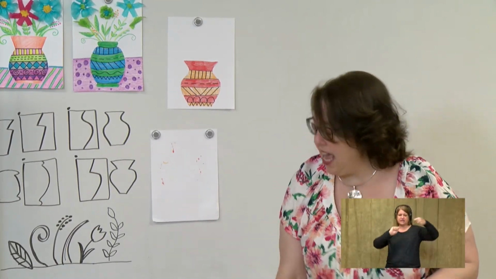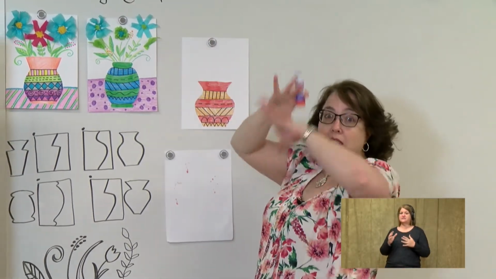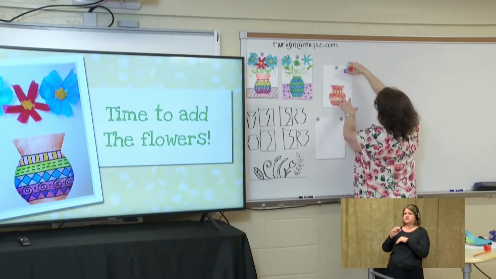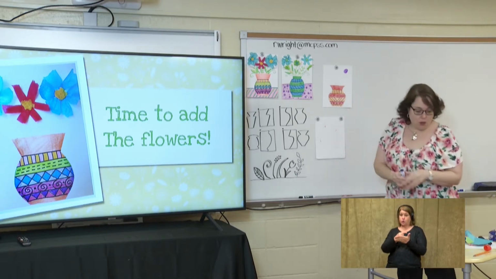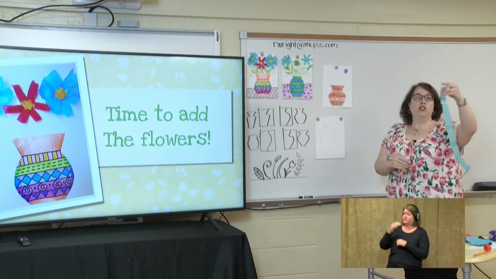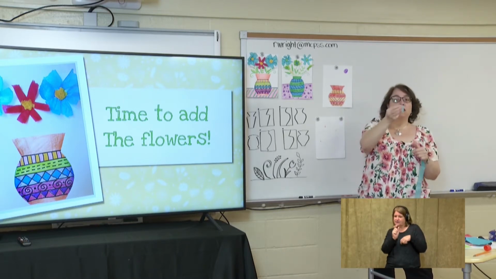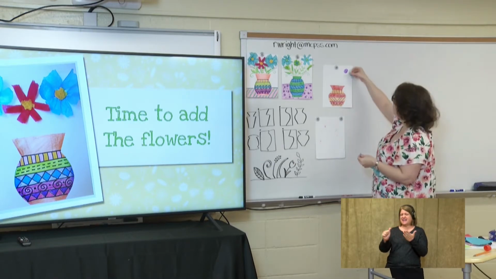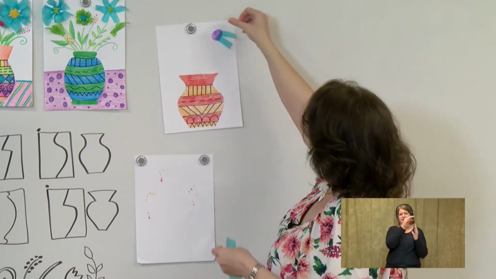All right, now I'm ready to add my flowers. And I want to put the flowers up here at the top because I want to fill up this whole page. So I'm going to do a big circle of glue right here. And that's where my flower petals are going to go. So I take my tissue, and I can tear a little piece of tissue like this. And you can make this into any shape for your flower petals. I think I'll just do some little flower petals like this for this flower.